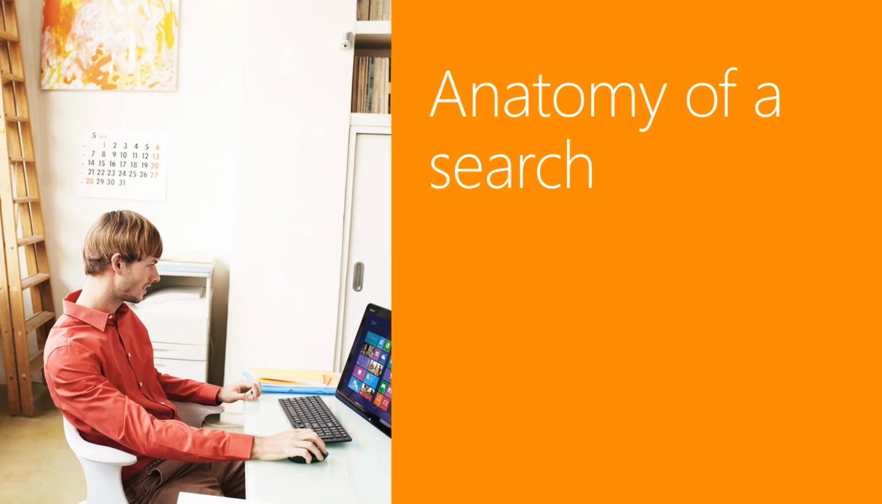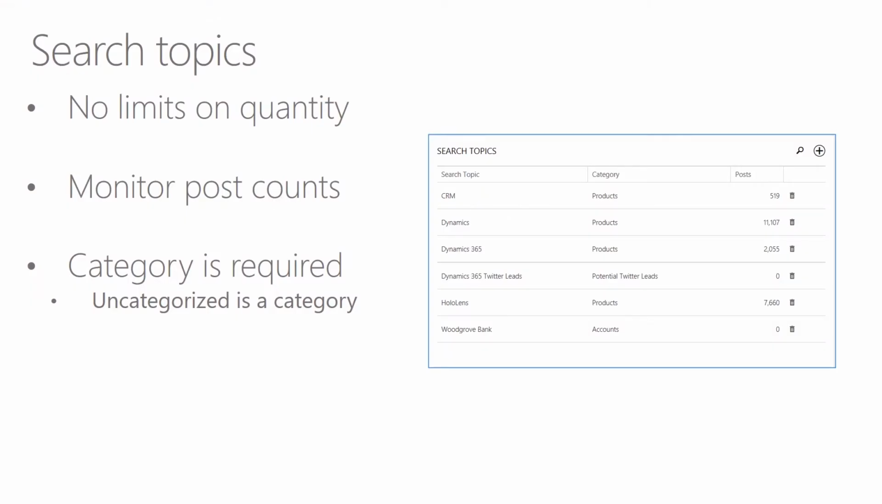So now we'll go into the anatomy of the search, the different moving parts and the different moving components. So as previously mentioned, we have search topics. There are no limits on the quantity. You can have as many of these saved search topics as you'd like. This gives you a chance to monitor your post counts. You can see where those high value, high volume items are.